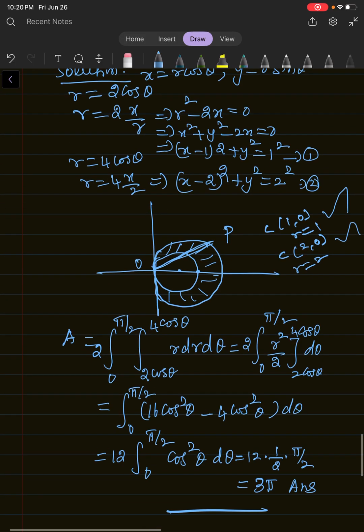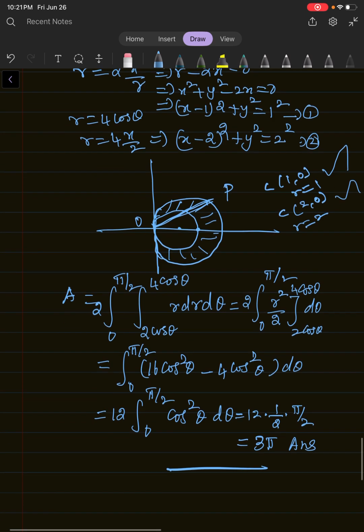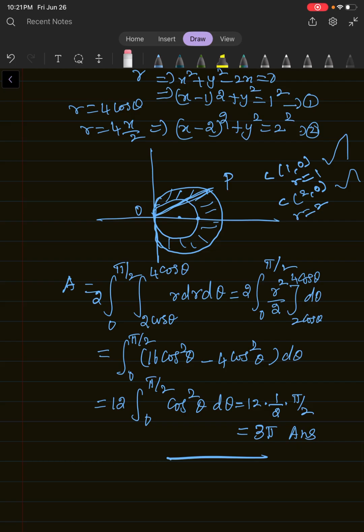To find the limit of r and theta, consider the radial strip. In the radial strip, we have r limit 2 cos theta to 4 cos theta, and theta limit is 2 times 0 to pi by 2. When we integrate with respect to r, we are getting 16 cos square minus 4 cos square. It is 12 cos square theta d theta.